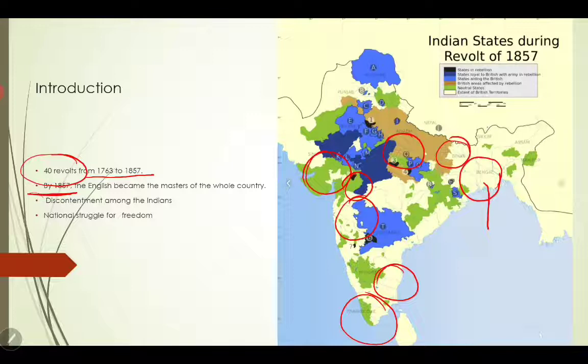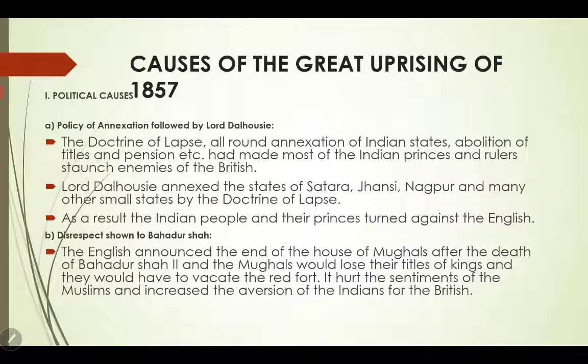So the injustice shown by the Britishers created discontentment among the Indians, leading to the national struggle for freedom. Now let us look upon the causes for the Great Uprising of 1857. So first one is political causes.